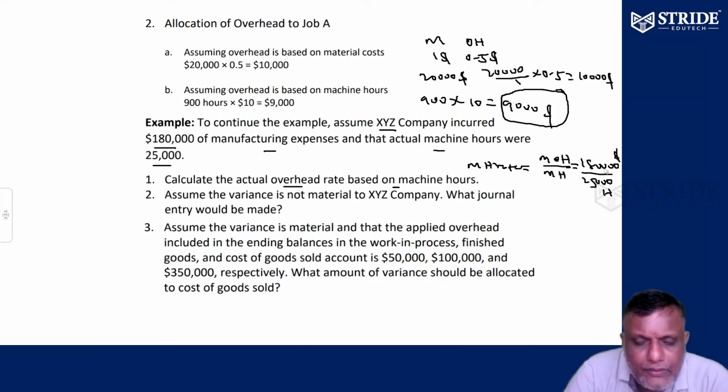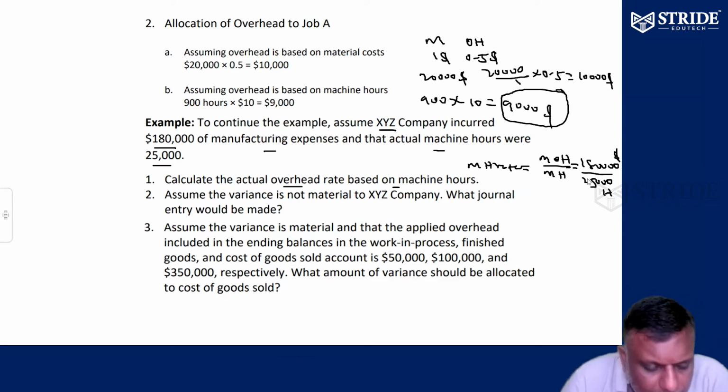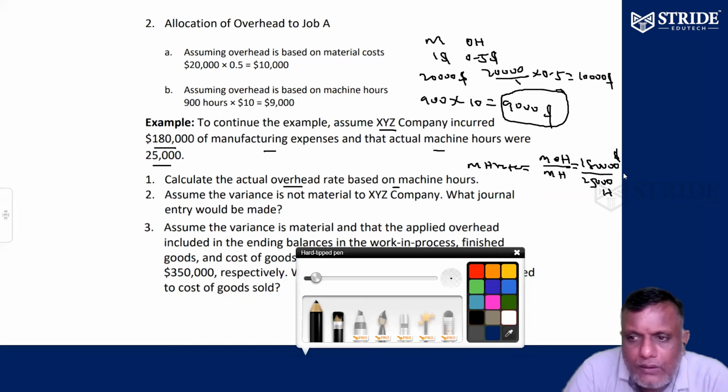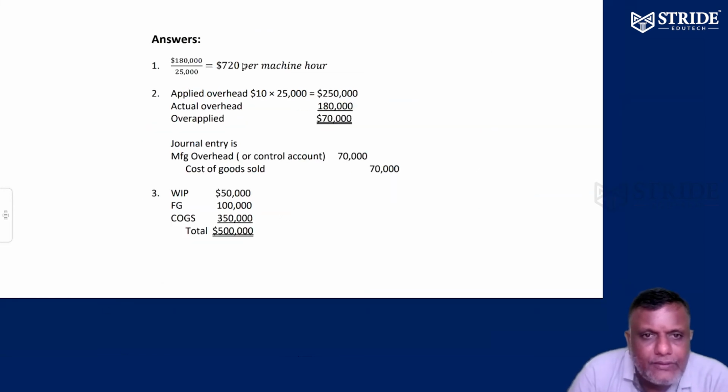$180,000. But can you divide $180,000 by 25,000 hours? You'll be getting 7.2, so $7.2. That's the actual overhead rate. That's the first question.